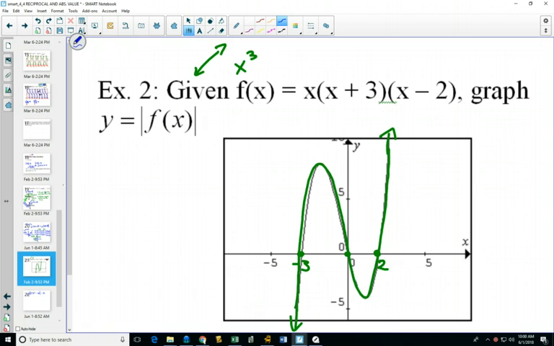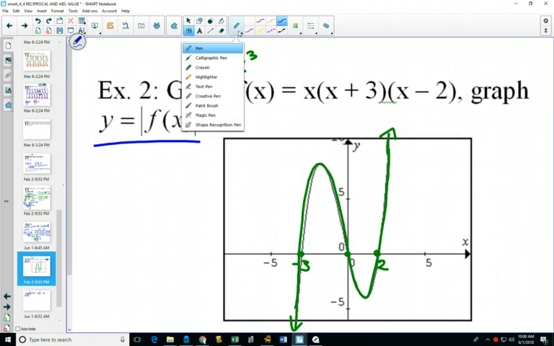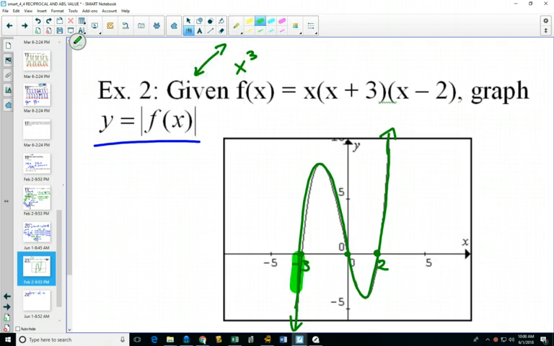Once we've graphed our original function, to graph the absolute value, we just need to note where our original function is negative, or where our y values are negative. Those are the only parts where they're negative. So when I go to graph the absolute value of f of x, the positive parts are going to stay the same. Where my y values are positive, my graph is going to stay the same. Where my y values are negative, I need to reflect them over the x-axis.